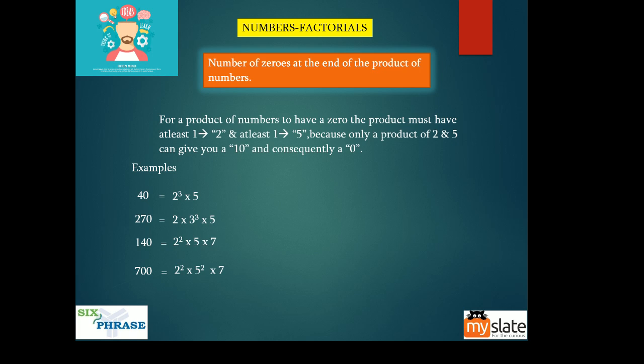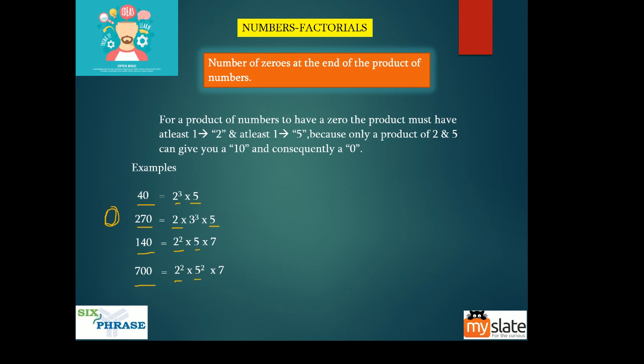270 is nothing but 2 into 3 cube into 5. 140 is nothing but 2 square into 5. What is common in all these numbers? Can you spot it? All these numbers have a 0. You can see there is 2 and 5 here, here again 2 and 5, and here again 2 and 5.